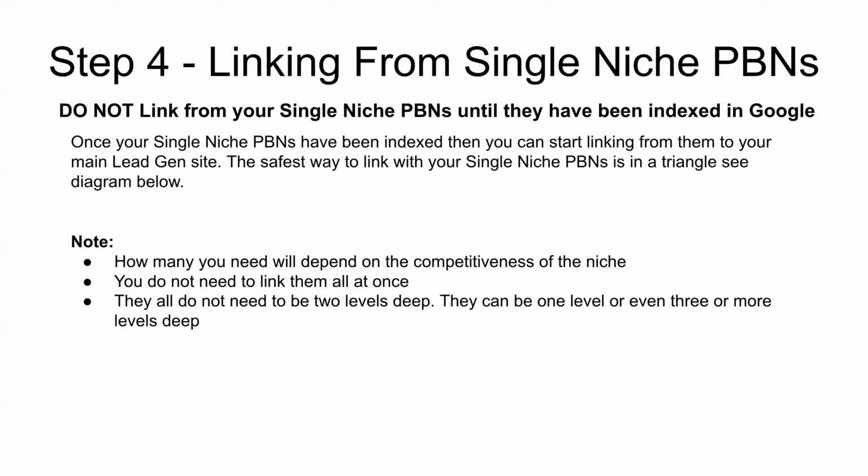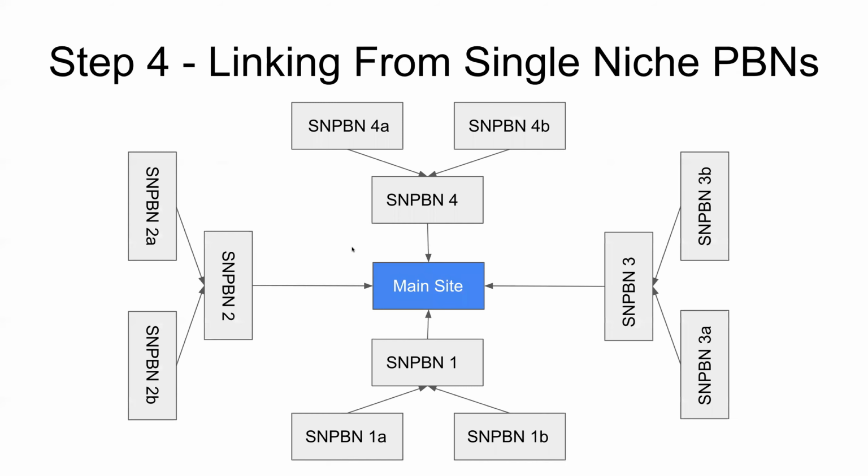It's better to spread them out a bit, and you don't need to build them all 2 levels deep or 3 levels deep or 4 levels deep, anything like that. You can mix and match, and I'll go further into this as we go down. So this is your main linking structure. You'll have a main site, you'll have single niche PBN 1, and then single niche PBN 1A will link to 1, and 1B will link to 1. Then you'll have single niche PBN 2 with 2A and 2B linking to it, and 3 with 3A and 3B linking to it, and 4A linking to 4.